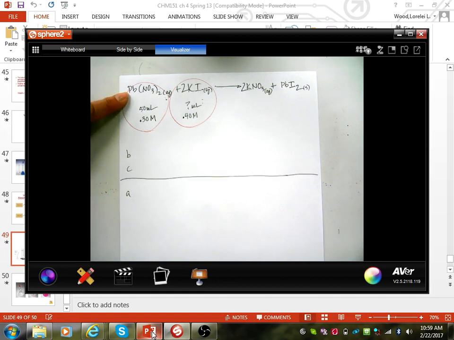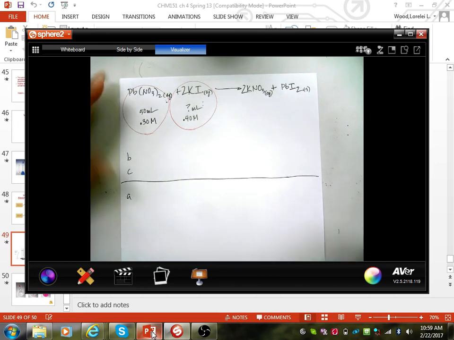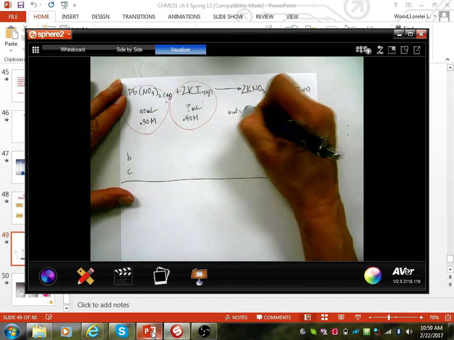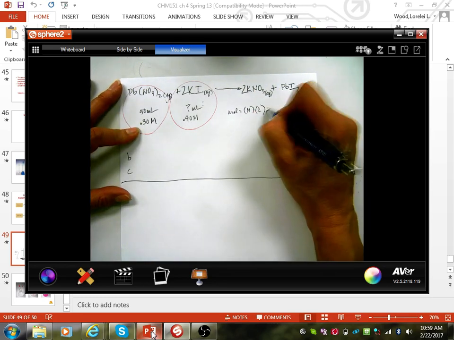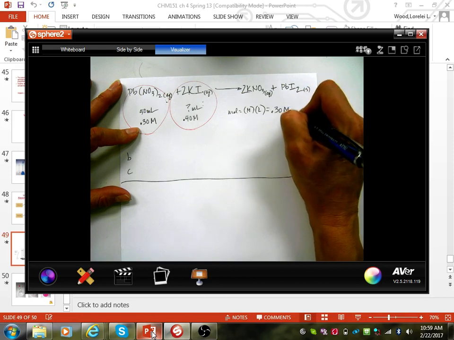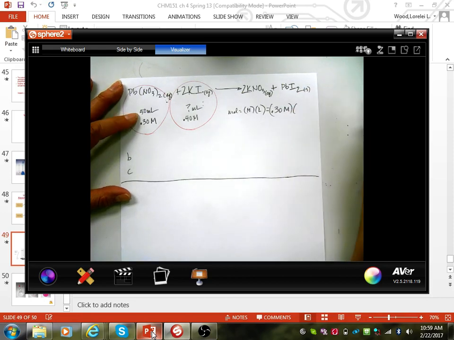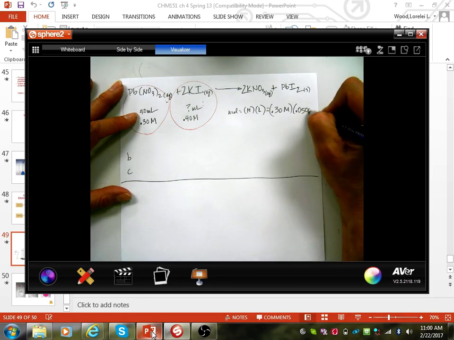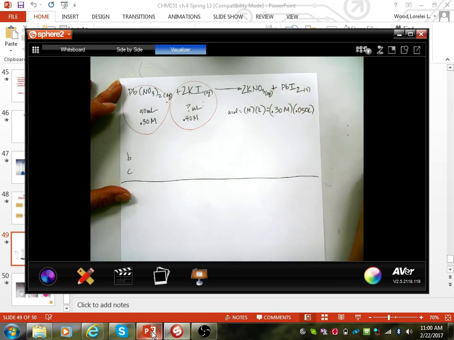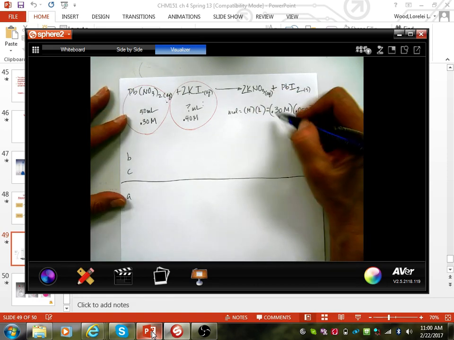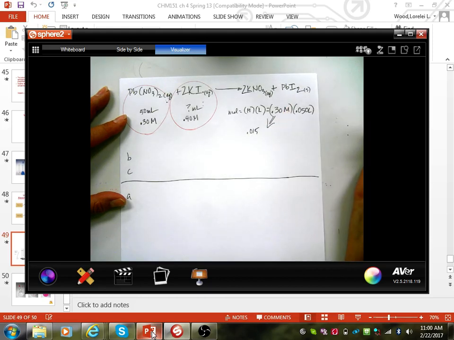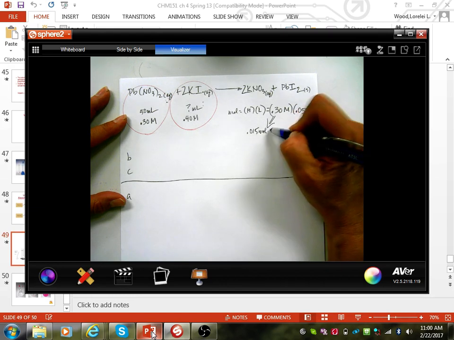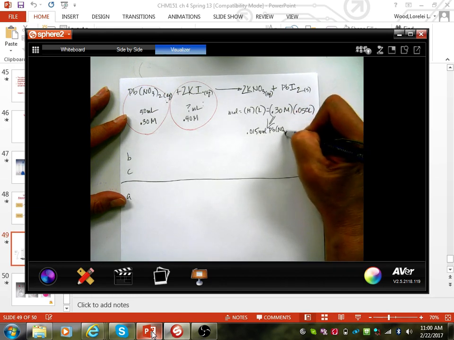Lead nitrate, because I've got the volume and the concentration. So moles is equal to the concentration times the volume. I'm just going to plug that in. The concentration in this case is 0.30 molarity times the volume in liters. What's the volume in liters if it's 50 mL? 0.050 liters. So what's my answer here? 0.015. And what are my units here? Moles of what? Lead nitrate. Now I've got some information I can work with.